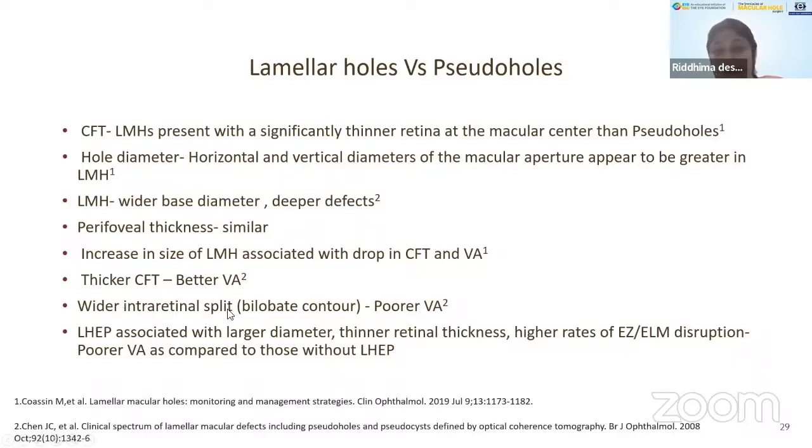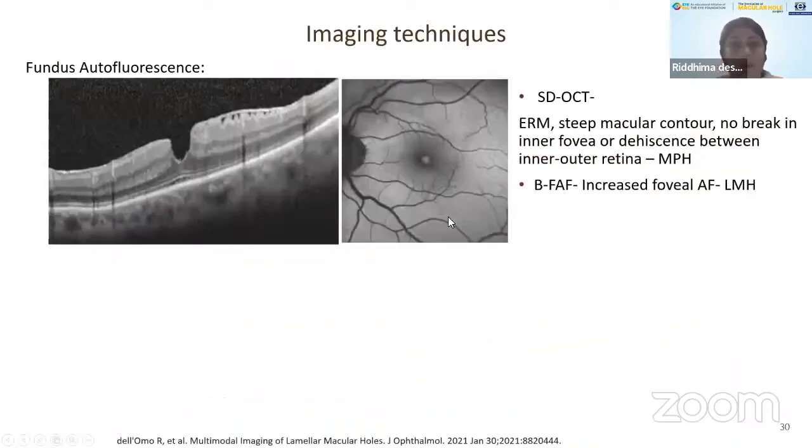A wide intraretinal split having a bilobate contour is associated with poor visual prognosis, and epiretinal proliferation also is associated with poor visual prognosis. Fundus autofluorescence has currently challenged the OCT diagnosis of these conditions. So if you look at the OCT, you will label it as a pseudohole. But if you look at the fundus autofluorescence, you can see a hyperautofluorescent spot, which indicates pigment loss. Therefore, it's an indirect indicator of tissue loss. So the diagnosis changes to a lamellar macular hole.